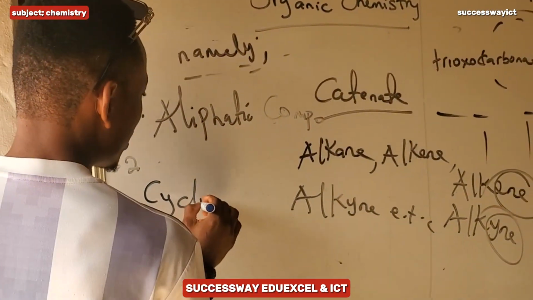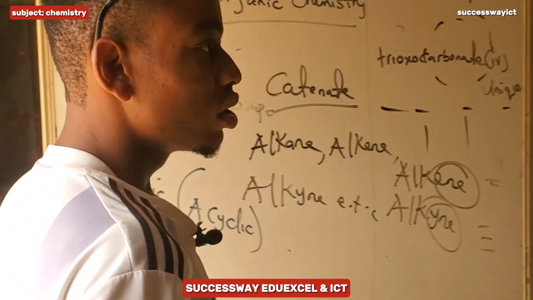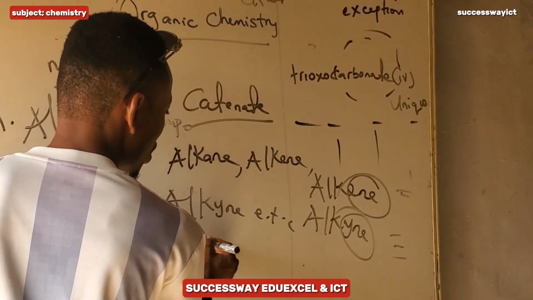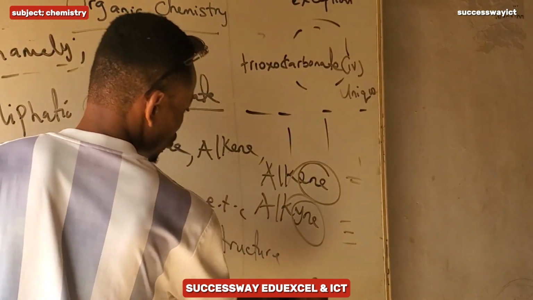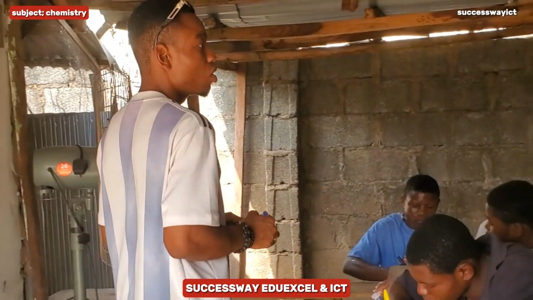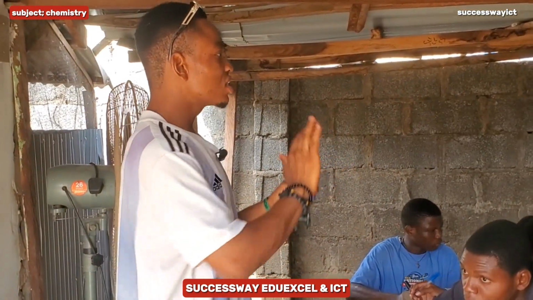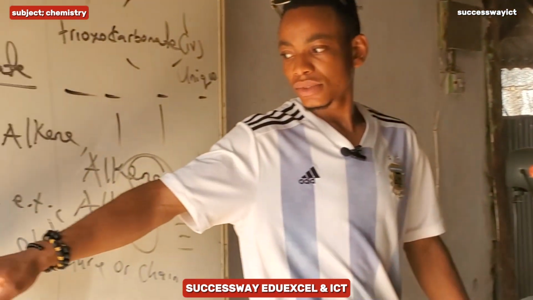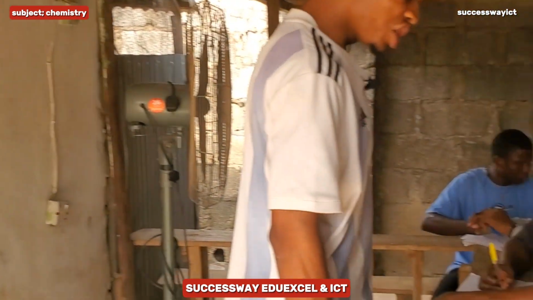Cyclic, in bracket, alicyclic. Which means ring structure. When you write alicyclic, right by the side, put dash. Ring structure, or what? Chain. These are compounds whose molecules are either straight, branched, cyclic in bracket, which means ring structure, or chain. E.g.